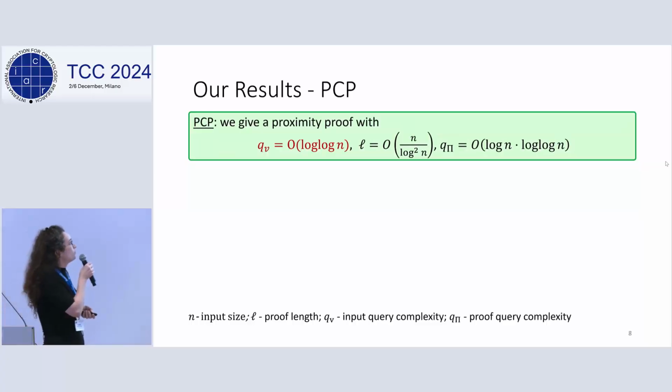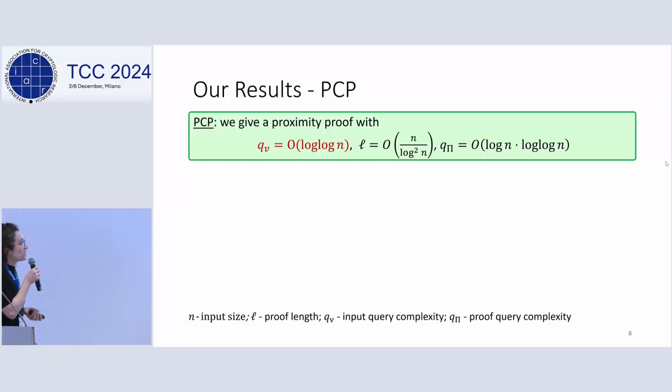Okay. Moving on to the PCP model, we give a proximity proof where the verifier makes log n queries to the input. The proof length is sublinear, and the verifier reads log n times log n bits from the proof.